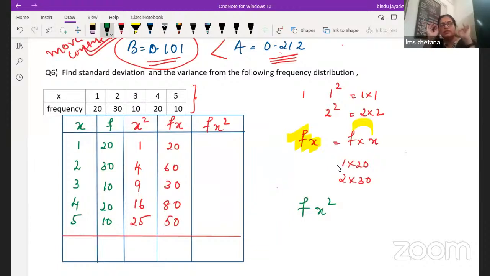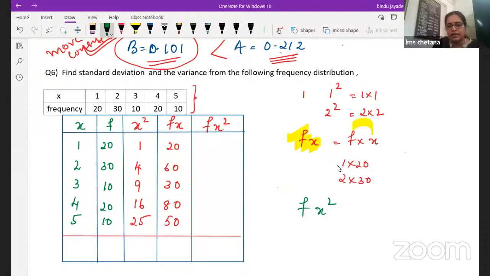Okay, standard deviation, step number 1 is like this. On top of the table, what are the headings? X, F, X square, FX square. That much you want to remember. Then automatically you will do it. FX square, what is FX square? X square column and F column you are going to multiply.